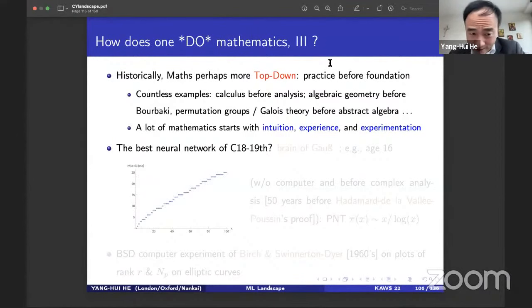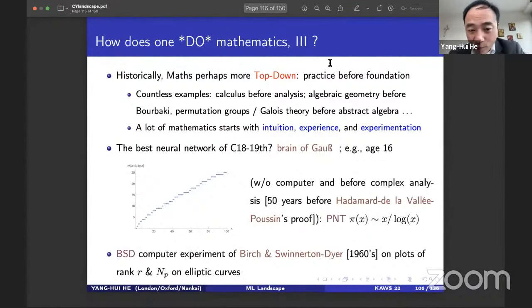So I like to use this analogy. The best neural network of the 18th, 19th century is the brain of Gauss, right? You can't beat that neural network. That was the best neural network available to humanity over the span of the 18th and 19th centuries, right? Because at the age of 16, he was able to look at this data. This is the plot of the number of prime numbers less than a given integer. And you can immediately say, oh, surely this is x over log x, because it's Gauss. And it had to wait 50 years before complex analysis was invented, and this theorem was proved.